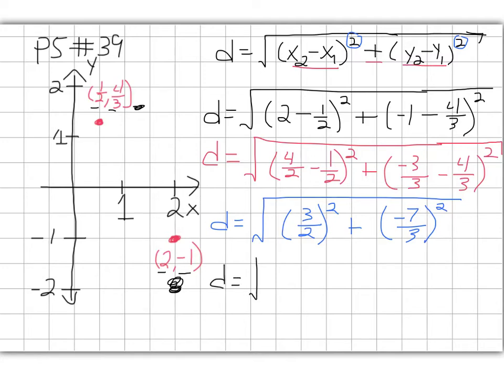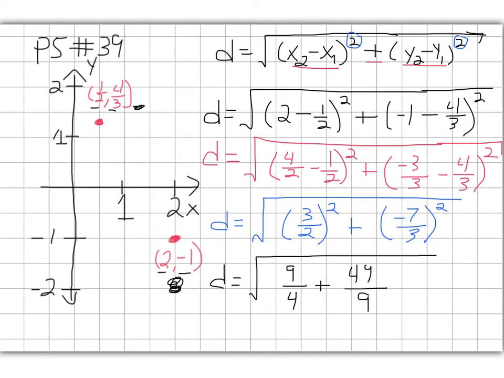Now we square these fractions, which means we square the top and we square the bottom. 3 squared is 9. 2 squared is 4. Minus 7 squared is minus times a minus, that's a positive. 7 times 7 is 49. And we have 3 times 3 is 9.